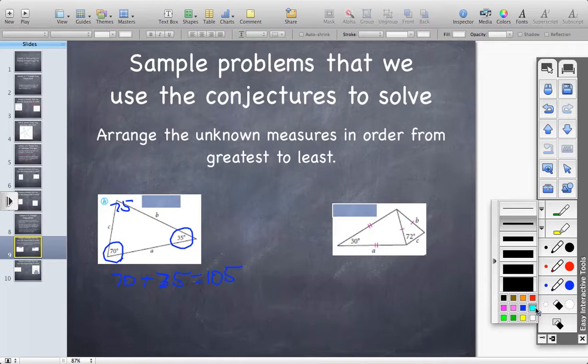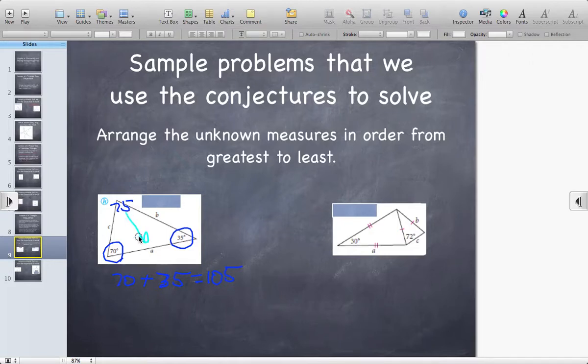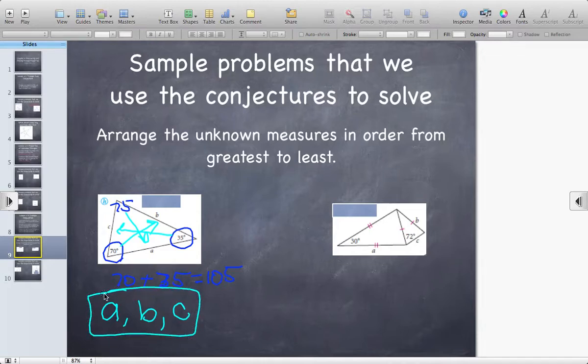All right. So now that we know the 3 angle measures, I can use the conjecture that states the side lengths are basically going to correspond with the angle measurements. The largest angle goes with the opposite side. So that means side A is the largest side. Then the next biggest angle would be opposite the next biggest side. And then finally, the smallest angle would be opposite the smallest side. So in this particular example, ABC would be the order of the sides from greatest to least.